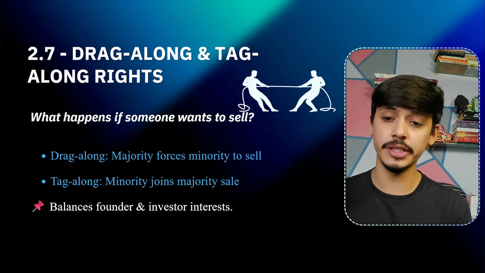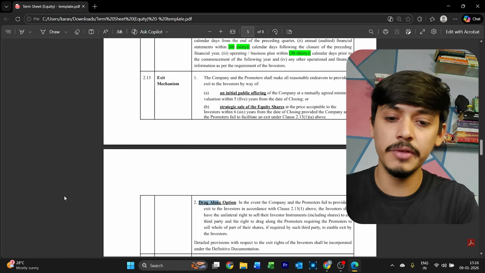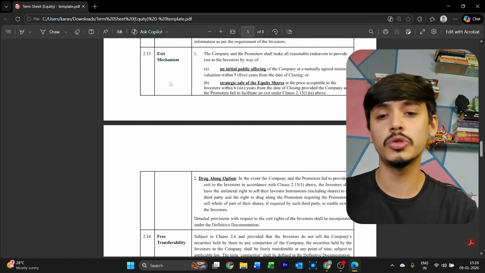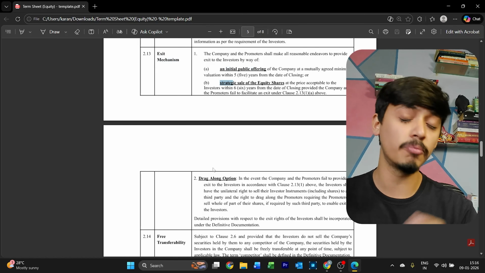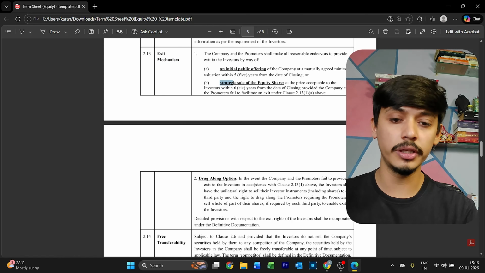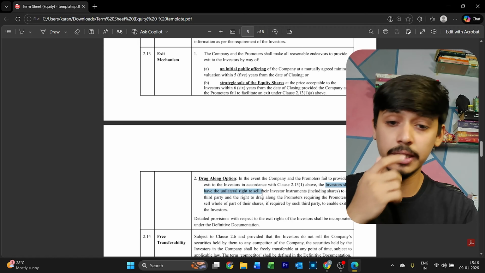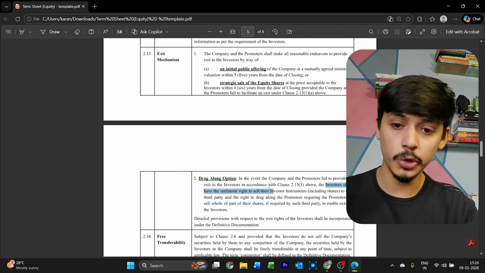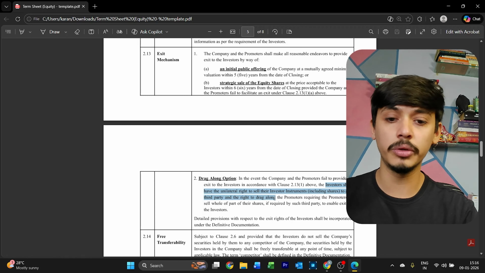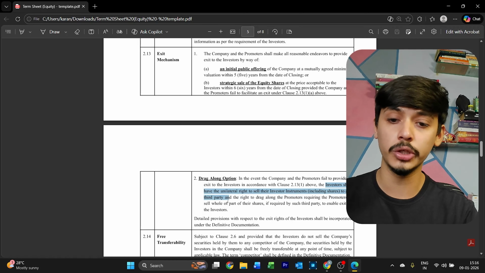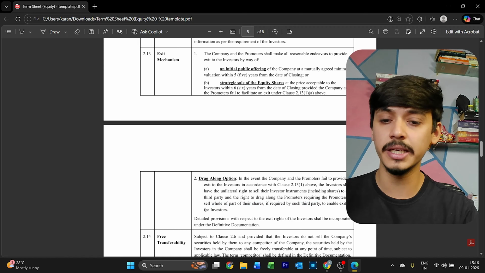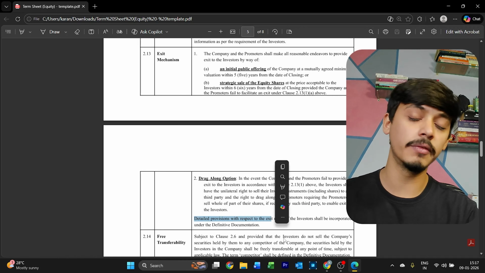founder and investors' interest. So now coming back to the template that we have, since the exit mechanism was to go for an IPO or a strategic sale, if both of these fail, then in accordance with clause 2.132, the investor shall have a unilateral right to sell the investor's instrument to any third party, and a right to drag along the promoters, requiring the promoter to sell whole or part of their shares if required by such third party to enable exit to the investors. Detailed provision will be given in the definitive document.